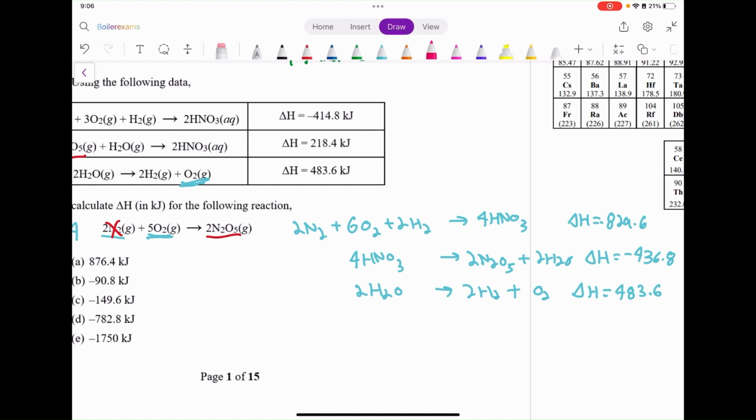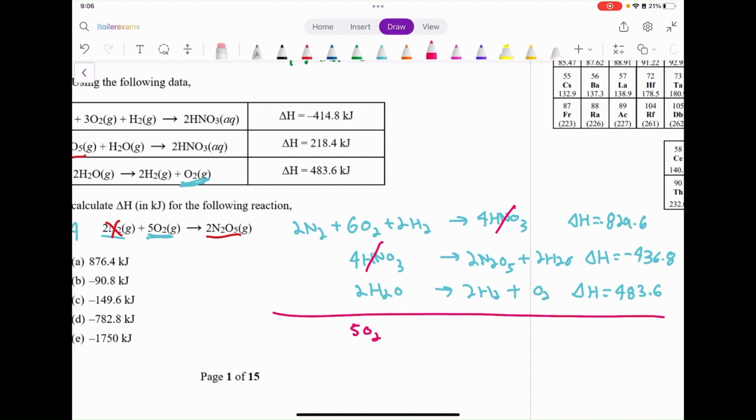I got that the O2 is going to become a 5. So here, let me do this. If I were to add this up, I know my O2s are going to become a 5 because there's 1 on the product side, 6 on the reactant side.